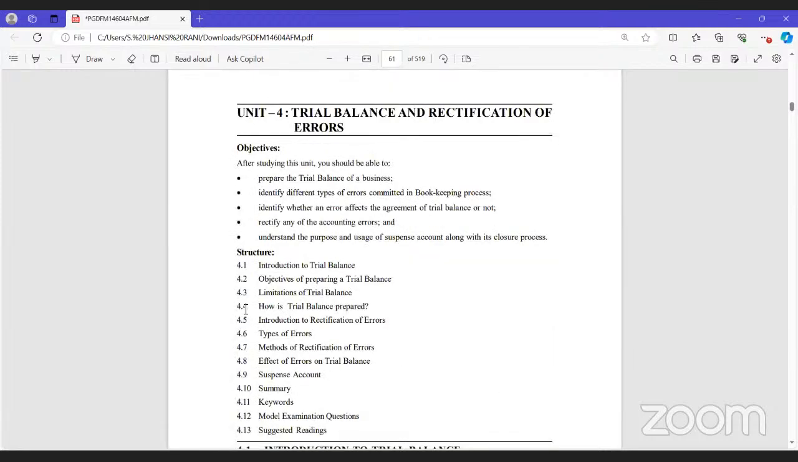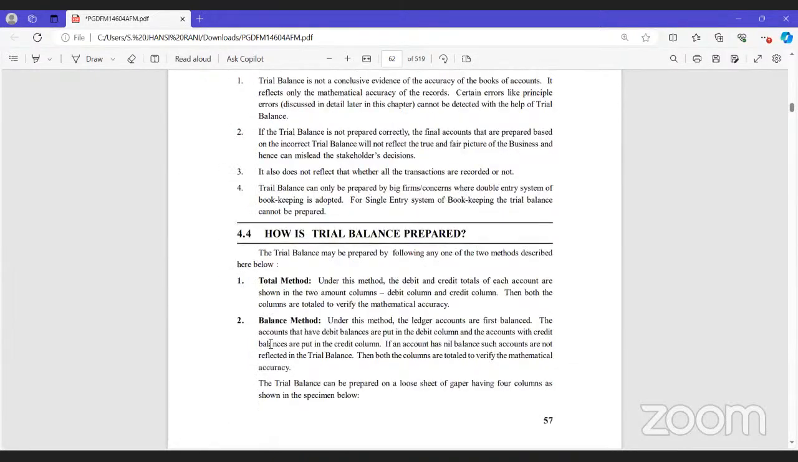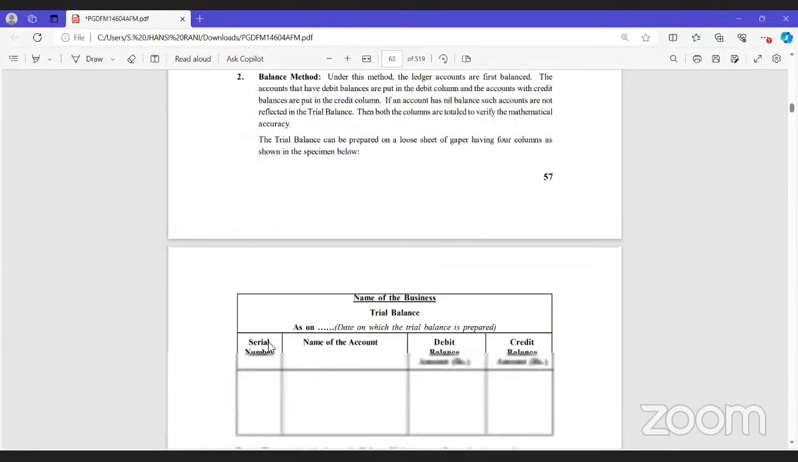Next, we talk about the trial balance and rectification of errors. In the trial balance, whatever ledger accounts we prepare, like cash book, purchase book, sales returns, or any ledger accounts, all those balances we write in the trial balance. It is a statement where we find out the total.